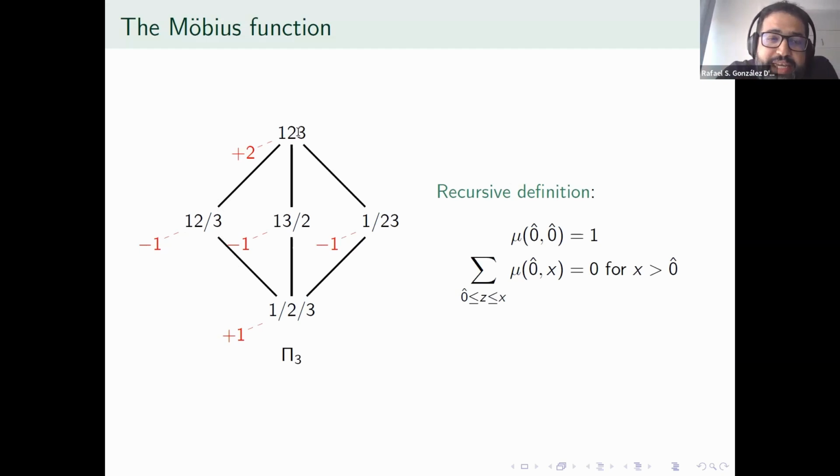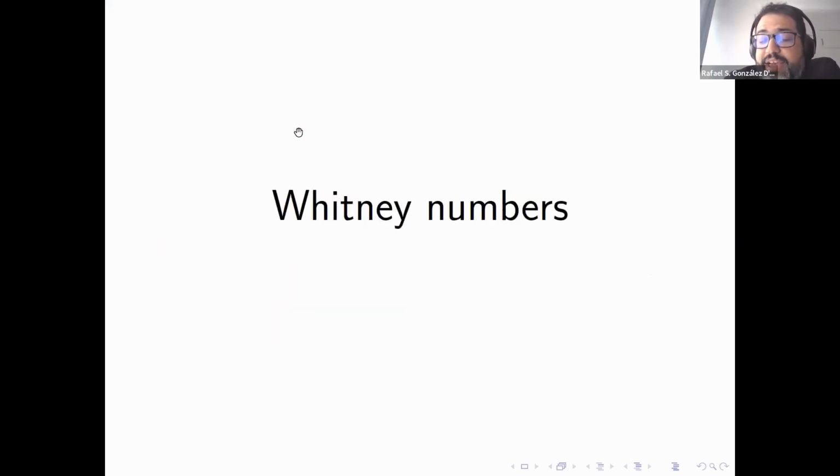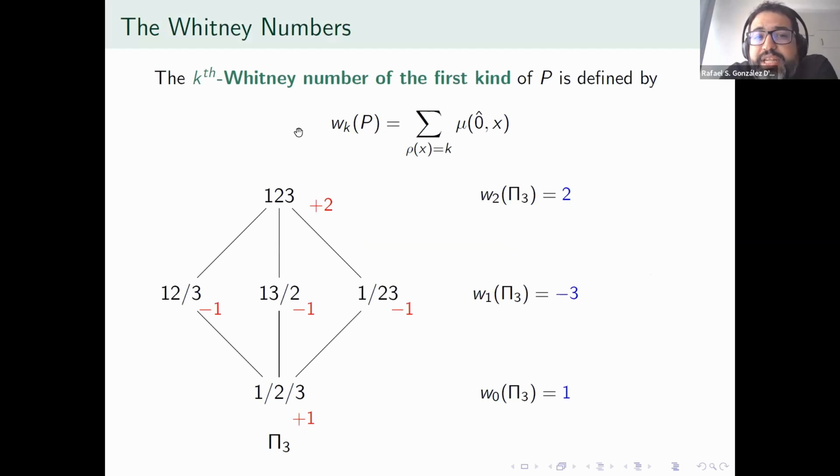Taking the Möbius values, and since we have this building formed with floors, we can start adding the numbers, and we get what we call the Whitney numbers of the first kind. So basically, add the Möbius values you have on each floor. You have a 1 in the bottom, in the middle you have -3, and in the top you have a 2. So the Whitney numbers of the first kind for this poset are 1, -3, and 2.